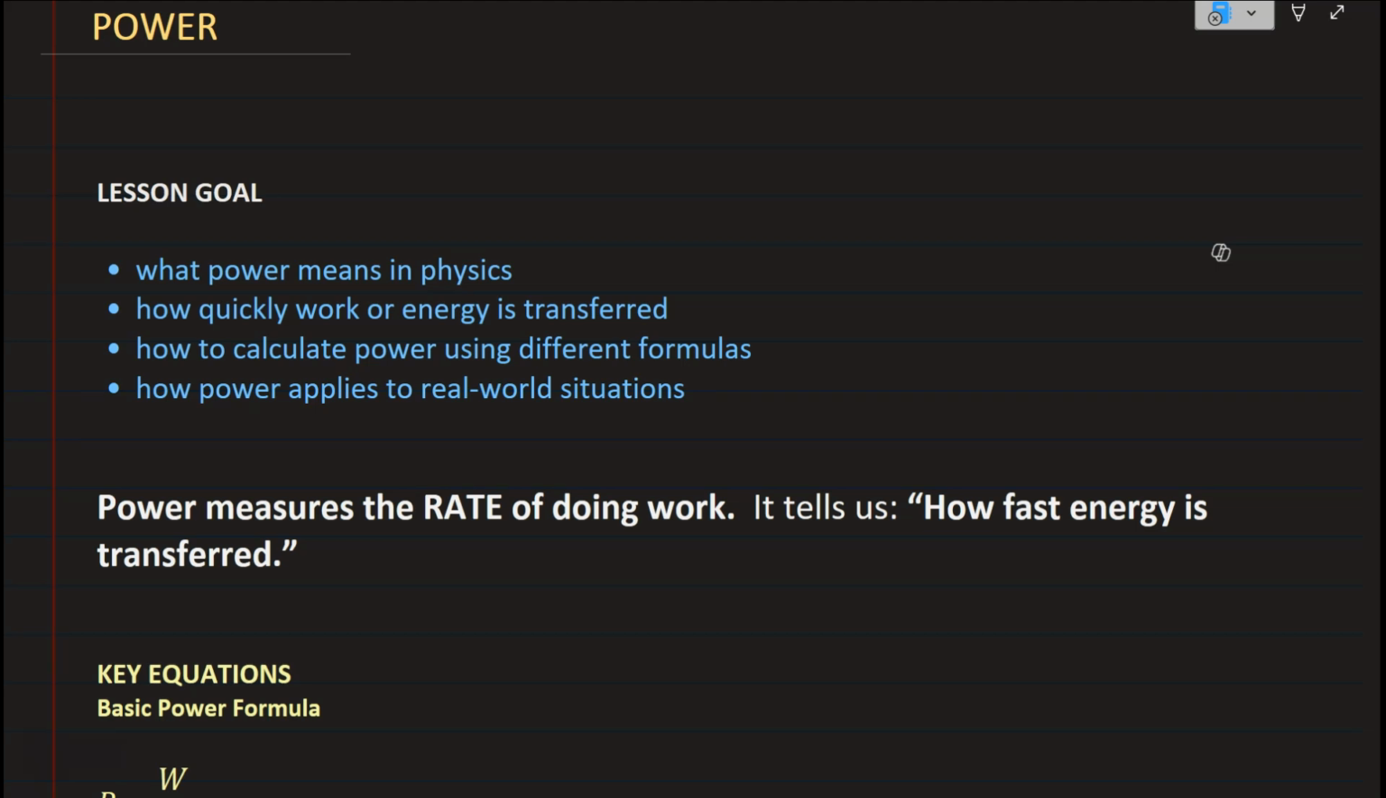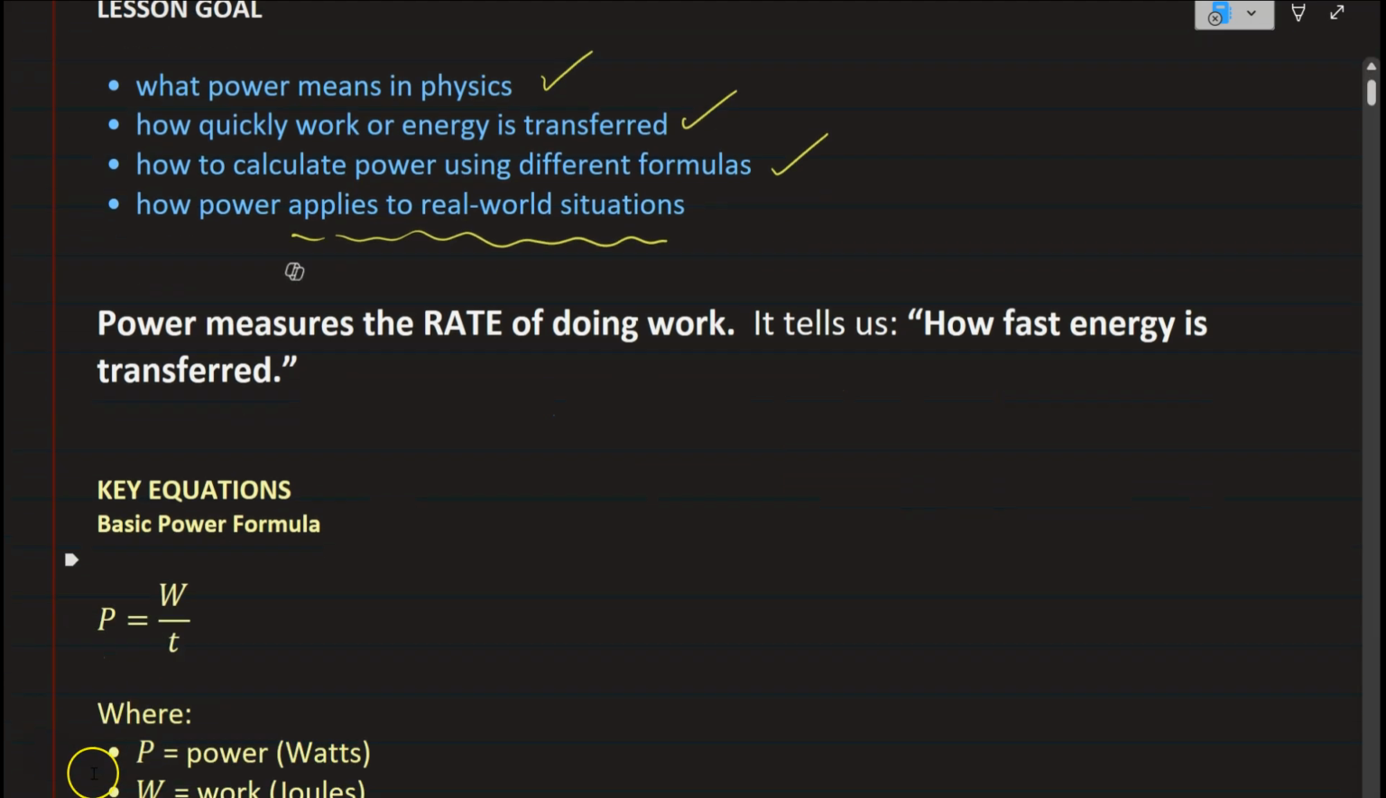These are the four things we're going to learn today: what it means to talk about power, what is power, and then how quickly work or energy is transferred, and then how to calculate power using different formulas, and that is actually the same formula, it's just that we can replace one thing with another thing that they are equal to each other, and then how power applies to real world situations.